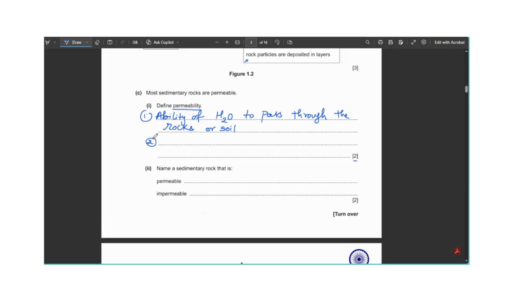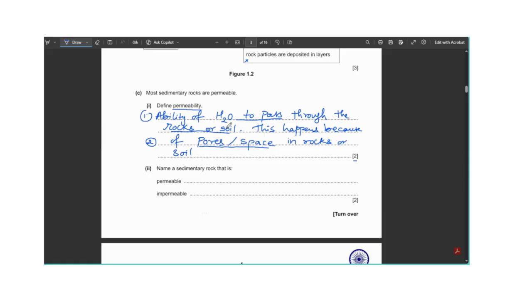How does water pass through? It passes through the rock or the soil because of pores, or we call it space, in rocks or soil. So the 2 very important points here: we have pores and space due to which the water can pass through the rock and the soil.